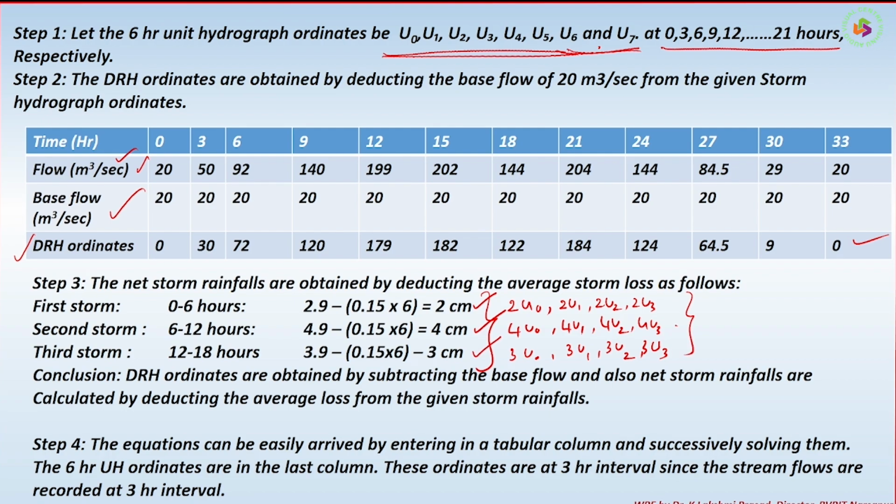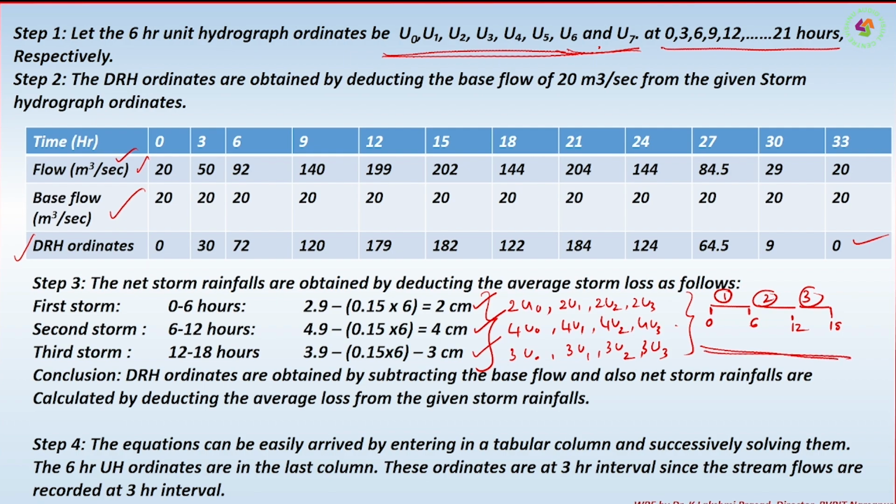All the storms did not occur at the same time. The first storm is from 0 to 6. From 6 to 12 is the second storm. And 12 to 18 is the third storm. So this is the first storm, this is the second storm, this is the third storm. So the second storm starts when? After 6 hours. The third storm starts when? After 12 hours. Please, these are the crux actually in unit hydrographs.